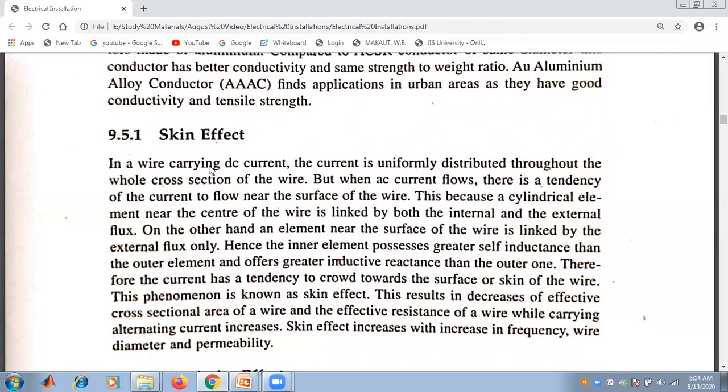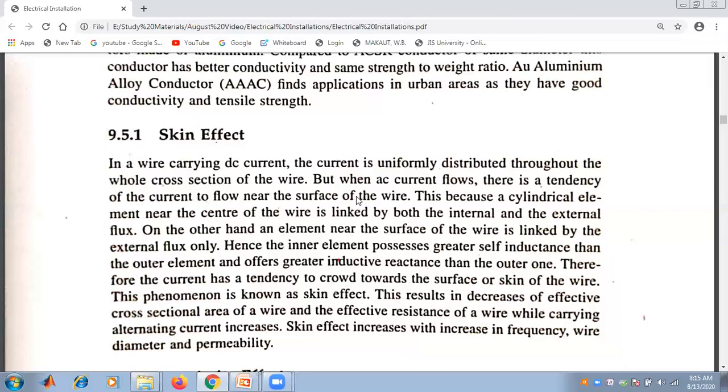In a wire that is carrying DC current, the current is uniformly distributed throughout the whole cross section of the wire. But when an AC current flows, there is a tendency of the current to flow near the surface of the wire. That is the skin effect.